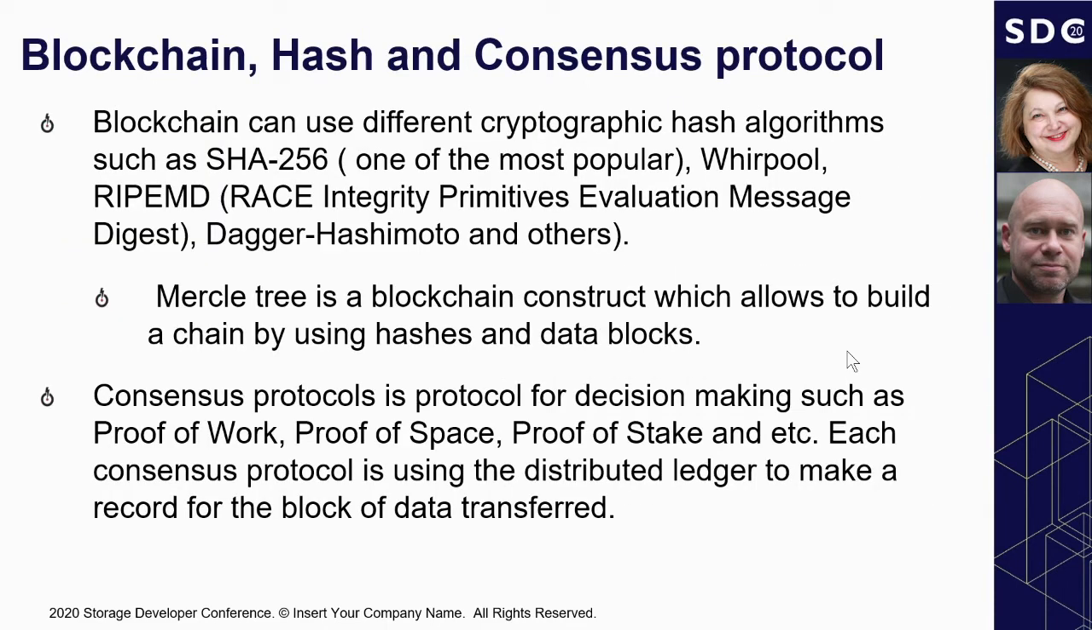So now let's break it down. This is my attempt at definitions. I'm not saying it's right, I'm not saying it's wrong, but this is how I would view blockchain today. So what is blockchain today? It's a data construct based on a Merkle tree data structure, and it allows you to build a chain using hashes and data blocks. Blockchain itself can use different cryptographic hash algorithms, such as SHA-256, which is one of the most popular. That doesn't mean that we don't have SHA-1, SHA-2, SHA-3. There are a number of cryptographic functions.